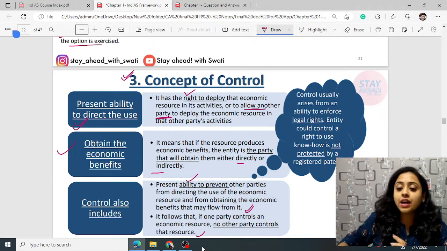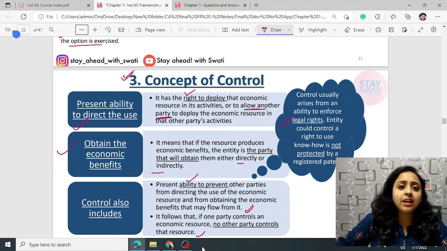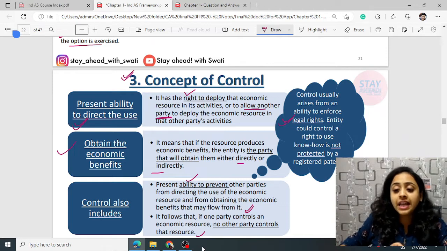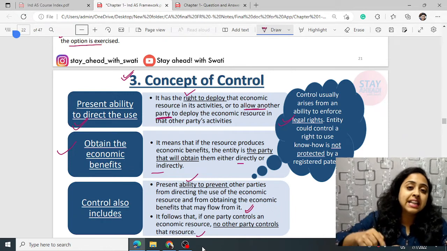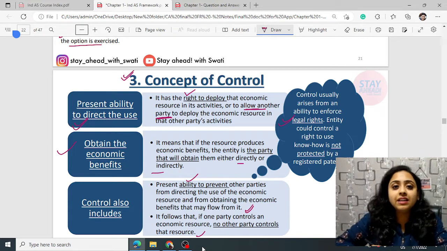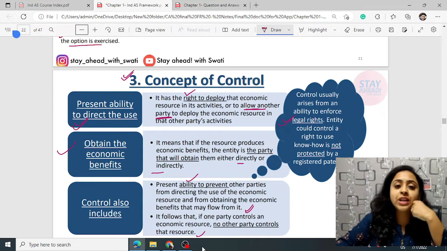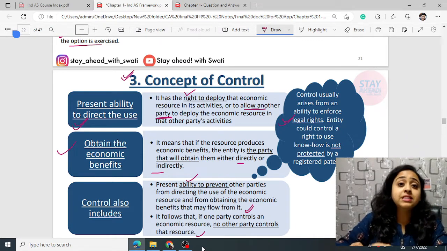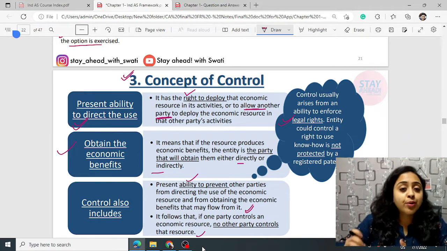Control usually arises from the ability to enforce legal rights. If it is not done that way, you can take legal action against it. An entity could control a right to use know-how that is not protected by a registered patent. Even though it is not a copyright, they can still use it and protect it. For example, anything not legally protected by law may still be your economic resource. For example, you have 100 chairs. Maybe they are not protected by any legal format, but you still have a right to enforce and protect your own assets.